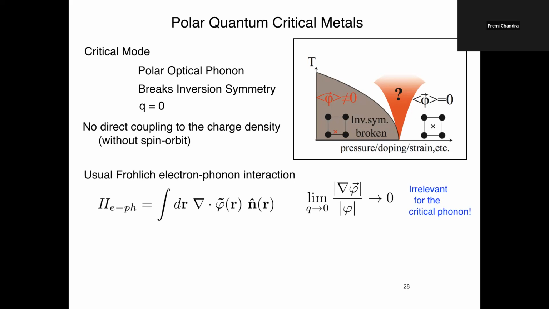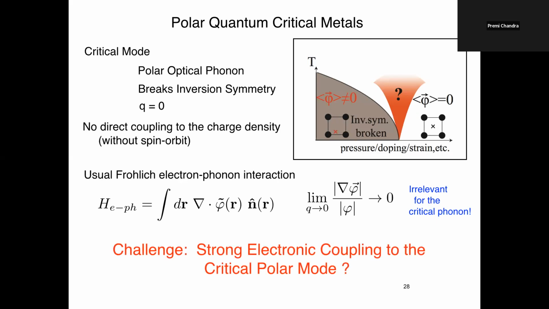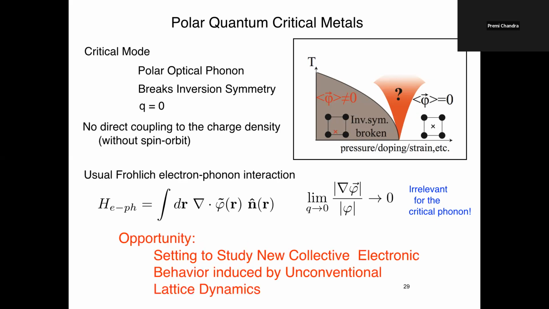If we take the usual Frohlich electron-phonon interaction, that's no good here, because there you couple the phonon displacement to the electron density, but in the Q going to zero limit, that's not going to give you anything interesting. So it's irrelevant for the critical point. So the challenge is, how do we get a strong electronic coupling to the critical point? How do we do this? Can we do it? But as I learned from my Chinese friends, the characters for crisis and opportunity are the same. So we have a challenge, but we also have an opportunity.